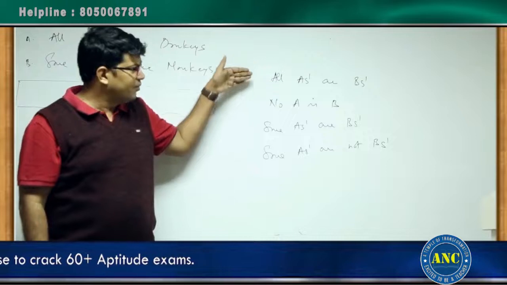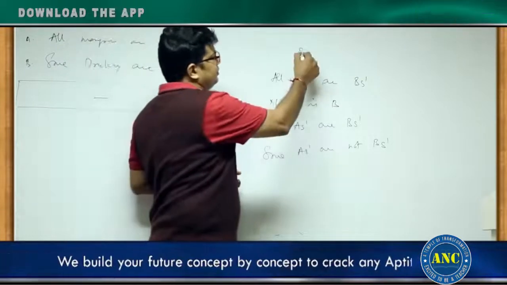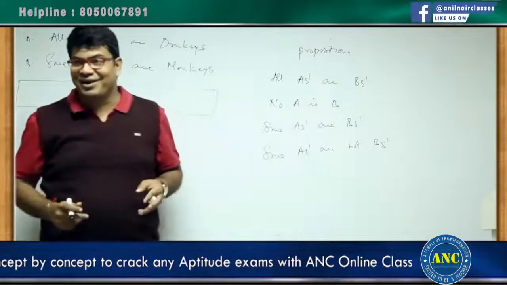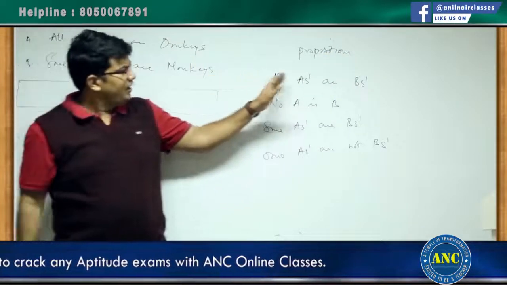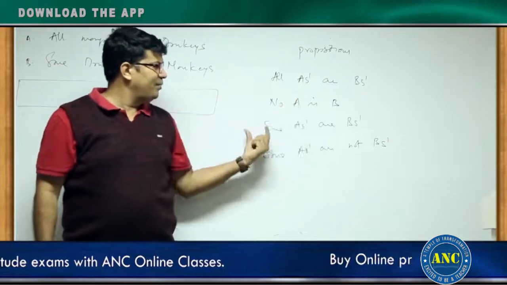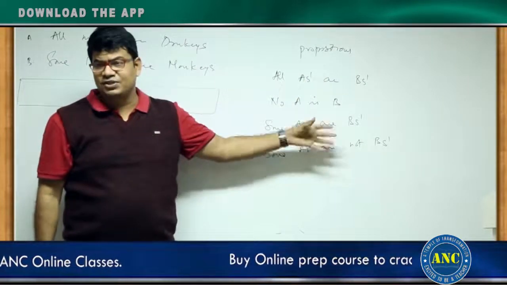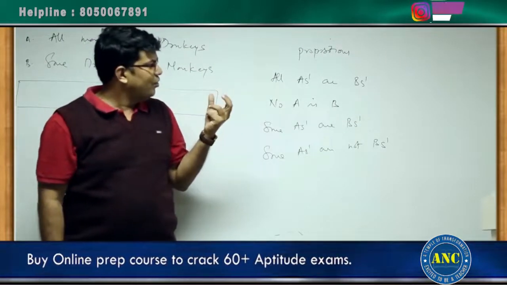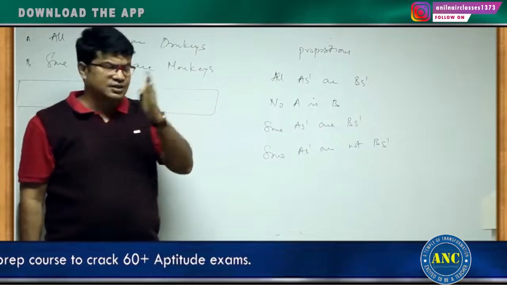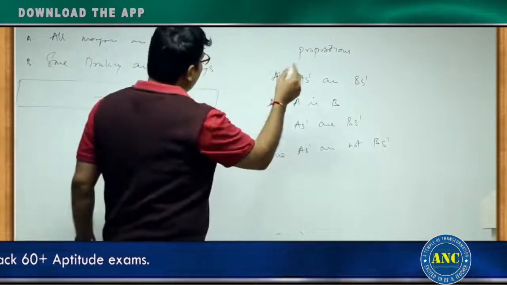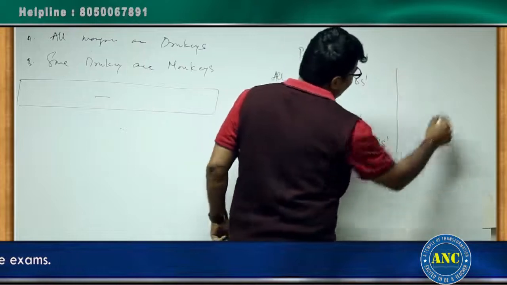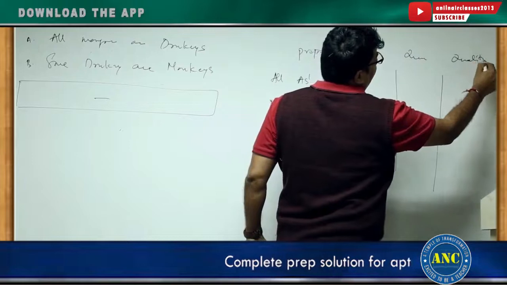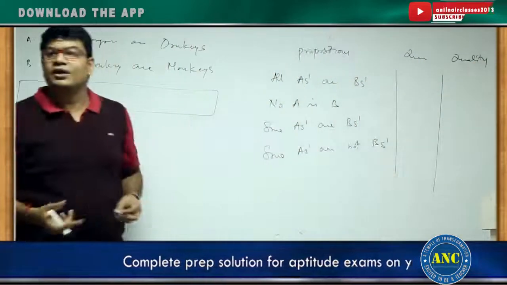When I say statements, we also call them propositions. Don't worry about the grammar behind it. So all A's are B's, no A is a B, some A's are B's, and some A's are not B's. These are the four types of statements. Now, I would like you to define them on a few things so that we understand the logic. Basically there are two things here: one is the quantity and one is the quality. Let's understand these statements on quantity.